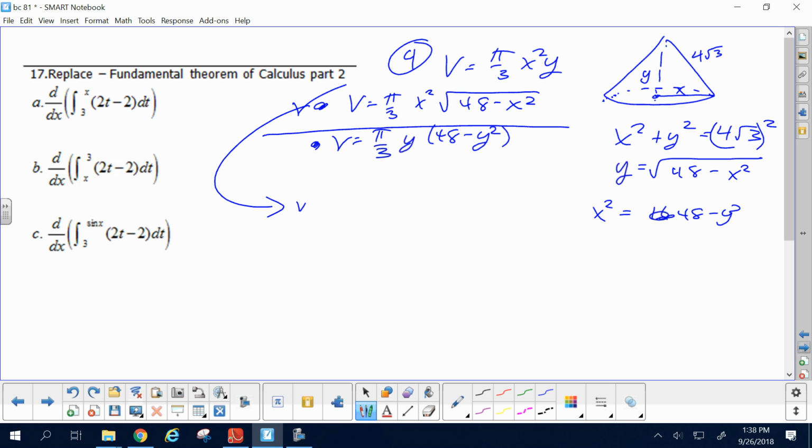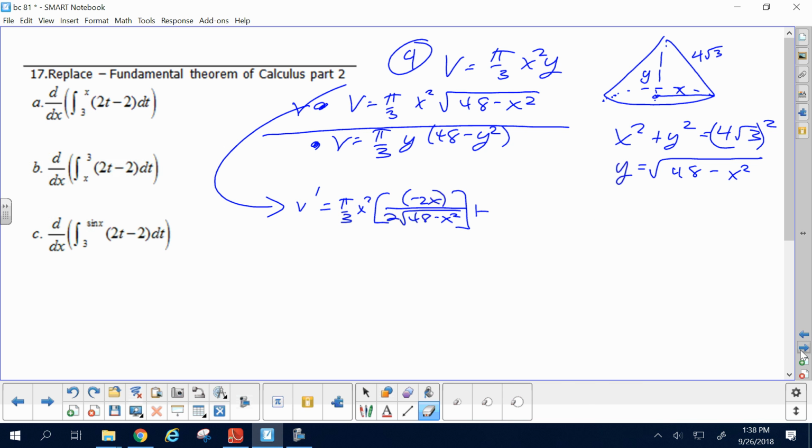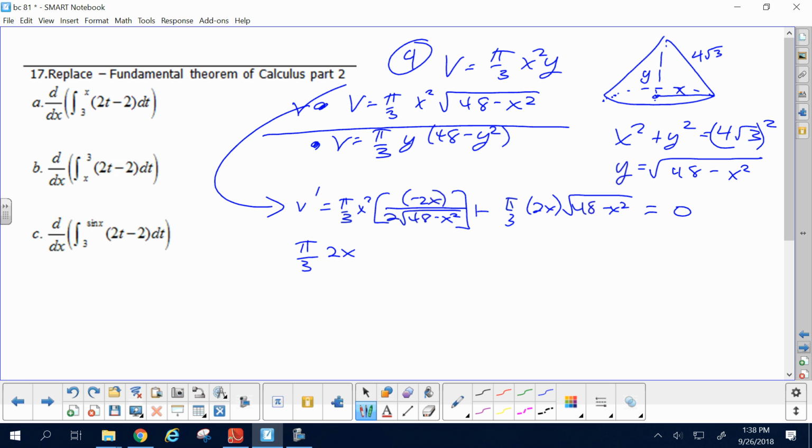Good for you. So V prime is pi over 3, and by product rule, x squared times the derivative of that, which is 1 half root 48 minus x squared times negative 2x, plus the second stays the same and the derivative of the first, pi over 3 times 2x root 48 minus x squared. Do you agree with my product rule? I would imagine if you got hung up, it was maybe on the algebra of it. I'm going to pull out a common factor of 2x and a pi over 3, if you don't mind. When I do, this is negative x squared over 2 root 48 minus x squared, and this is just root 48 minus x squared.